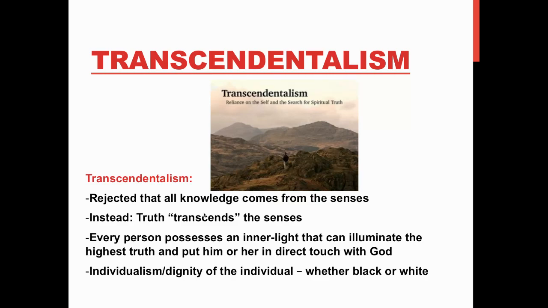We're in our last three slides now. Transcendentalism becomes an important concept. It is in fact a religion, and it rejects one of the long-standing beliefs for over 100 years from the Enlightenment that all knowledge comes from the senses. This was a John Locke notion, and instead, transcendentalism is the belief that truth transcends the senses. It passes through it. It comes around it, and that each person has this inner light and relationship that puts them in direct touch with God.